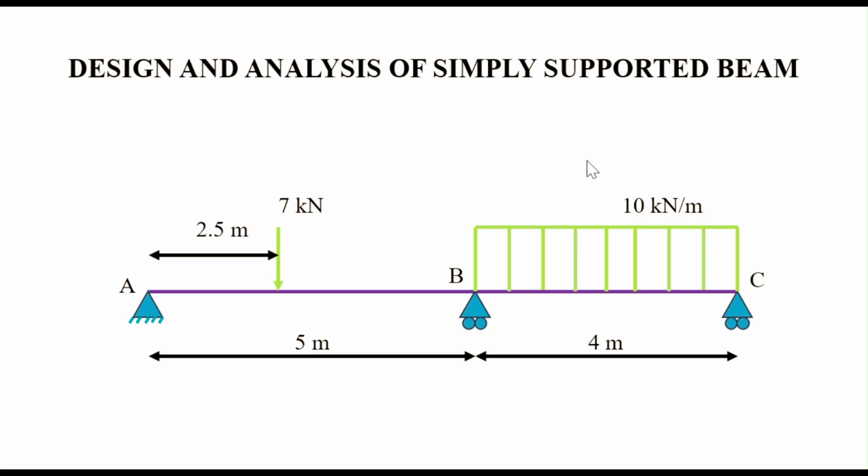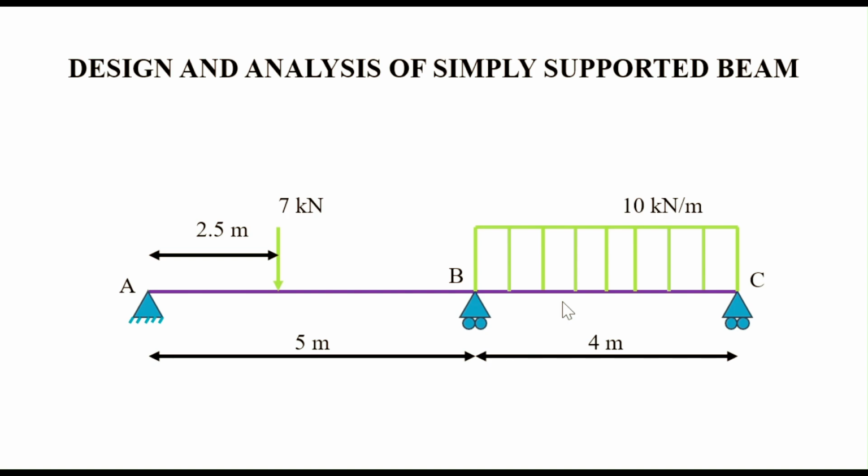In this video, we are going to see the design and analysis of a simply supported beam using ETABS. The beam consists of two spans, AB and BC, with lengths 5 meters and 4 meters respectively. In the first span AB, a point load of 7 kN is applied at a distance of 2.5 meters from the support A. In the second span BC, the beam carries a uniformly distributed load of 10 kN per meter acting over the entire length of the span.